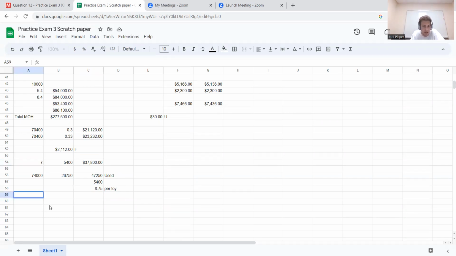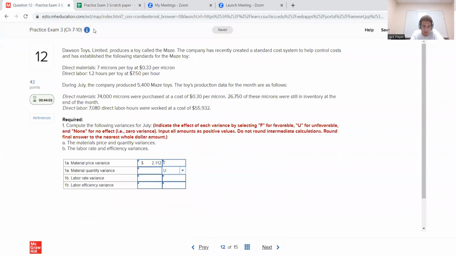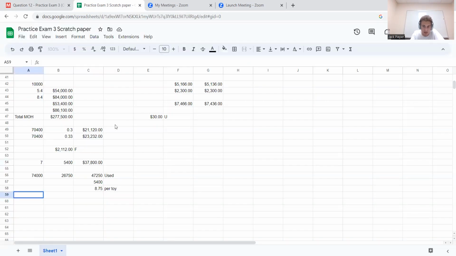The way you would calculate the materials quantity variance, you could do both total costs and then subtract them. Actually, no, you couldn't. Forget that. You'll just do the 8.75, so it equals 8.75 minus this. There you go. All right.